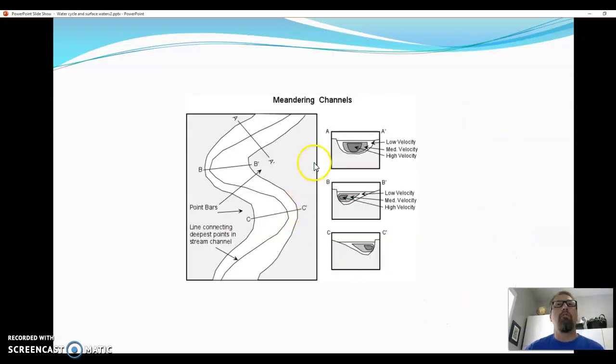So here's some different side profiles in different areas. A to A prime is a more straight section. If we look at the cross section there, we'll see that the velocity is highest in the center. Think about the water moving down the channel: it is in contact with the side, so there's some friction there. So it's going to slow down wherever the water is in contact with the sides or the bottom of the stream. And so our fastest moving velocity is beneath the surface.